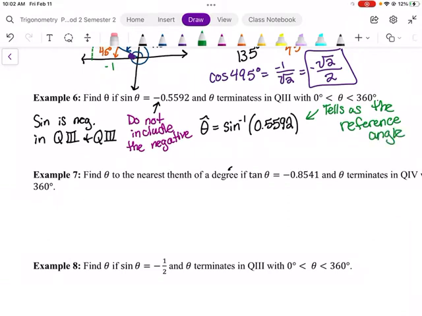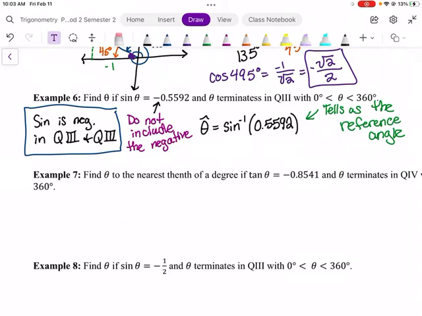The negative sign, because we don't include that, we still need that information, but that tells us what quadrant it is in. So that's why we don't type it into our calculators, because we're just going to get our reference angle by typing in the positive value, and then the negative just tells us what quadrant it'll be in.